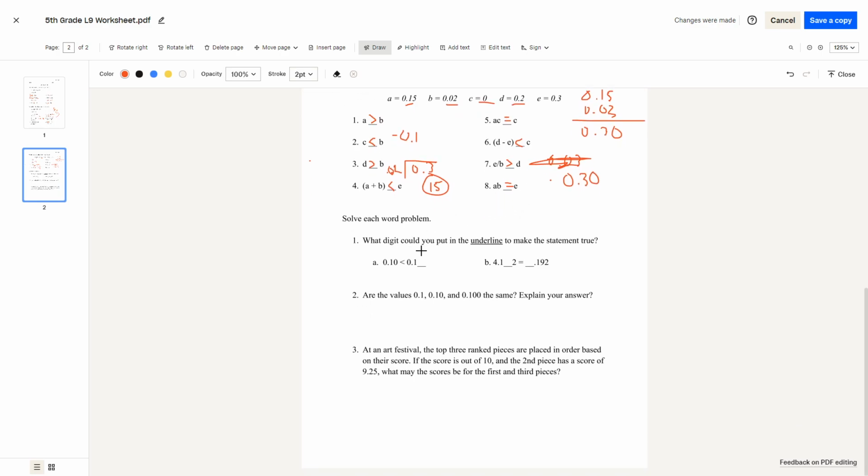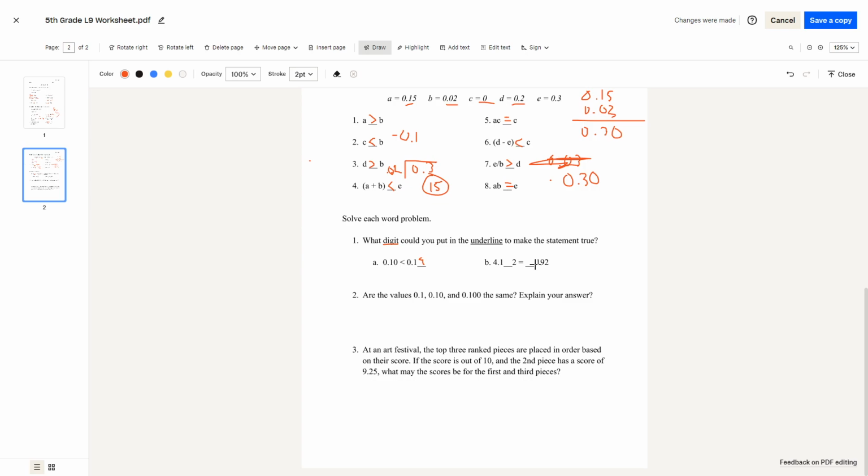Solve each word problem. What digit could you put in the underline to make the statement true? This number has to be less than this number, so I just put a 9. Whenever you have to find a number that's less than something else and you have the choice to change one of the numbers, then you should always put the largest number that you can put inside that underline. And here, since it's one digit, I put a 9.